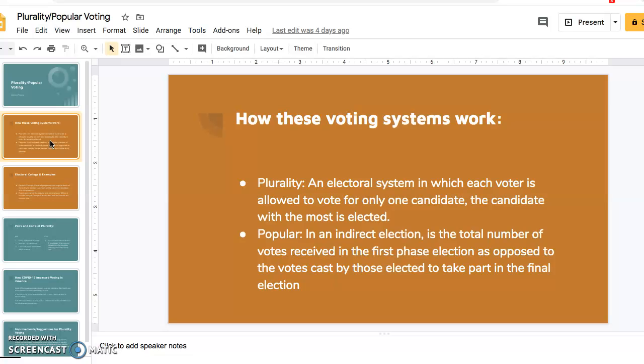Okay, how these voting systems work. Plurality is an electoral system in which each voter is allowed to vote for one candidate, and the candidate with the most votes is elected. So that's pretty self-explanatory. Popular voting is an indirect election and is the total number of votes received in the first phase election as opposed to the votes cast by those elected to take part in the final election.